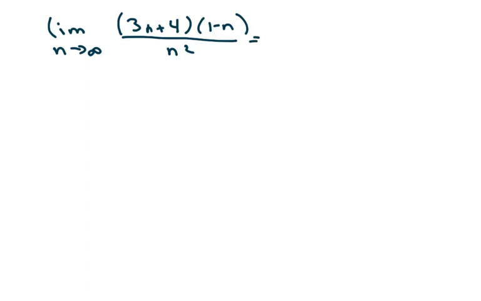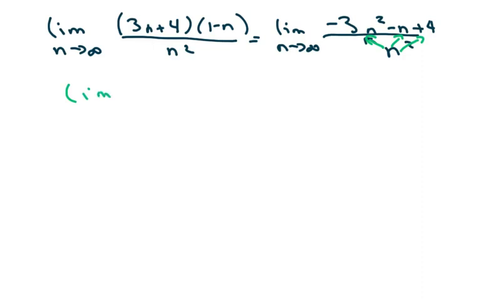Okay, the next one we have is the limit as n approaches infinity of 3n plus 4 times 1 minus n over n squared. Now this equals the limit of, and I'm going to go ahead and pull this out, negative 3n squared minus n plus 4 over n squared. And then I'm going to put the n squared under each piece and rewrite it as the limit of 3 minus 1 over n plus 4 over n squared as n approaches infinity.